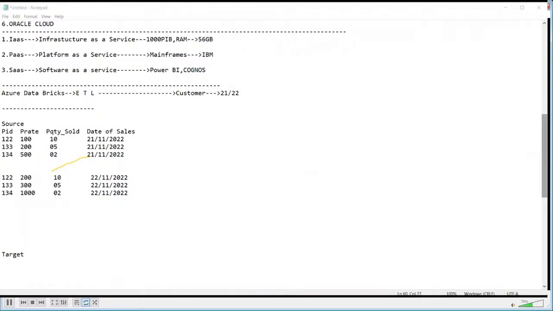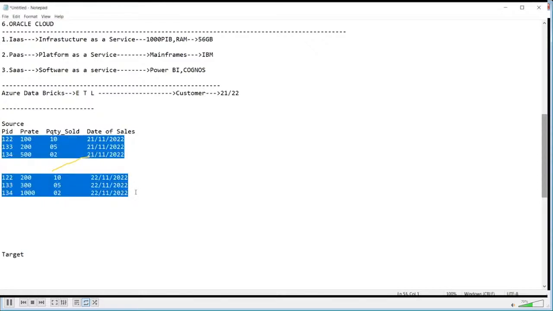Just by looking into the data, you can say there is a difference. Am I right or not? Why are you able to say? Because you have only, how many records are there, guys? Totally 6 records, very simple, small data. You can look at it here and decide. Am I right or not, everyone?